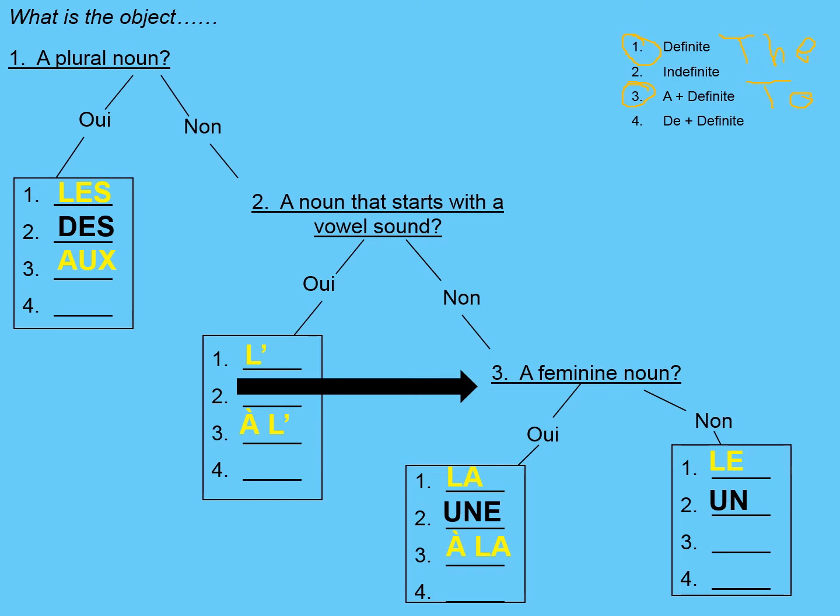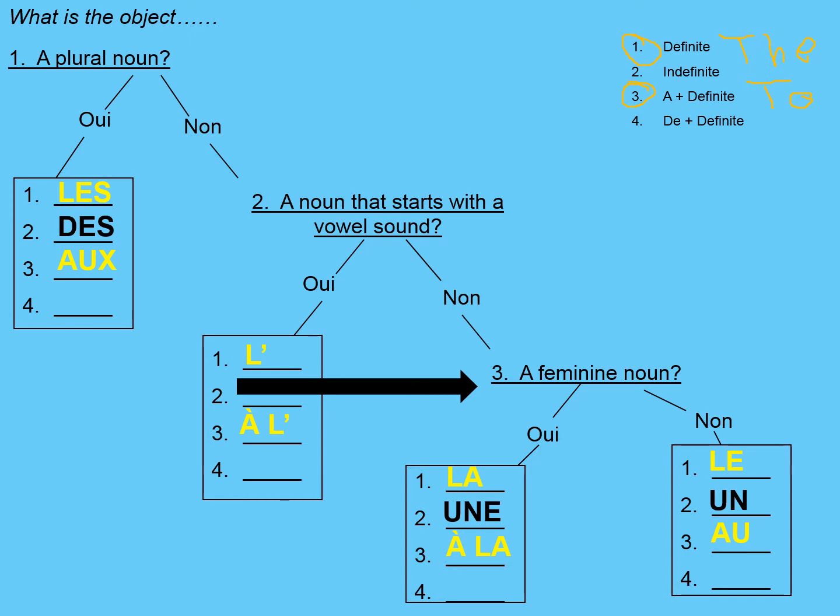But lastly, what if I'm going somewhere that's masculine? Let's say I'm going to the movie theater. It's not plural, doesn't start with a vowel sound, it's not feminine. So when I'm going to the movie theater, I'm in the movie theater, I'm at the movie theater, I need to say au. Je vais au ciné. Or au cinéma if you like using the long form. Pause the video if you need to at this moment and fill in the rest of your chart.